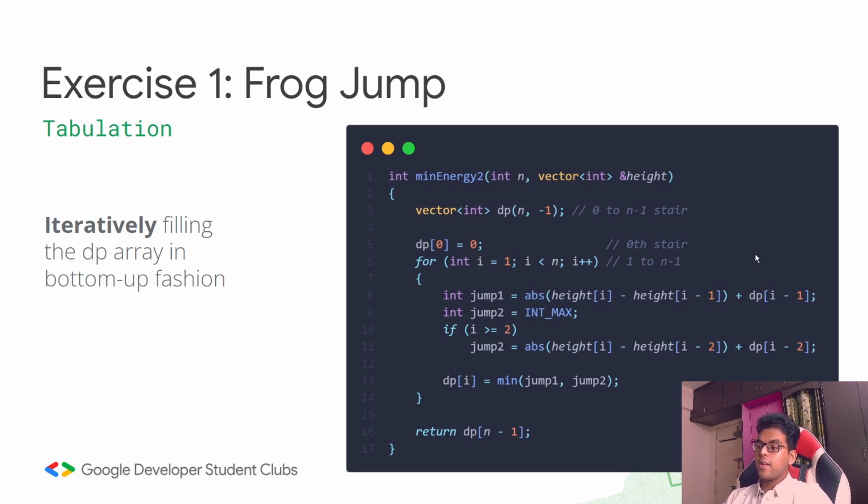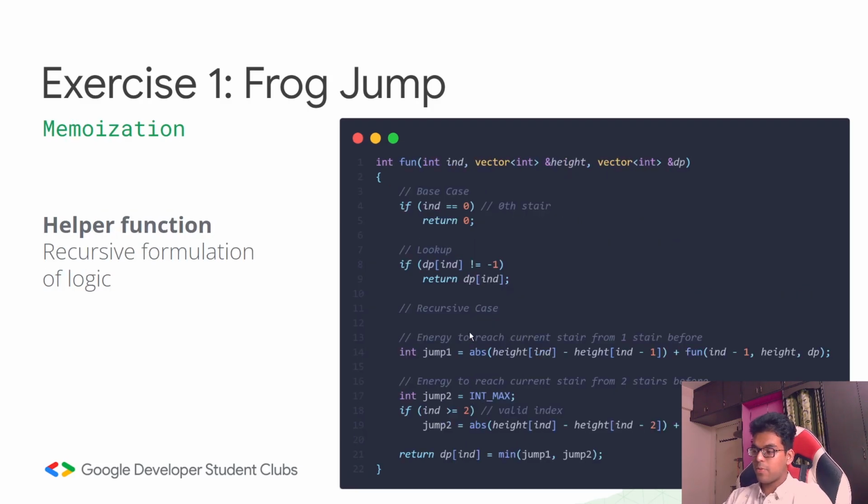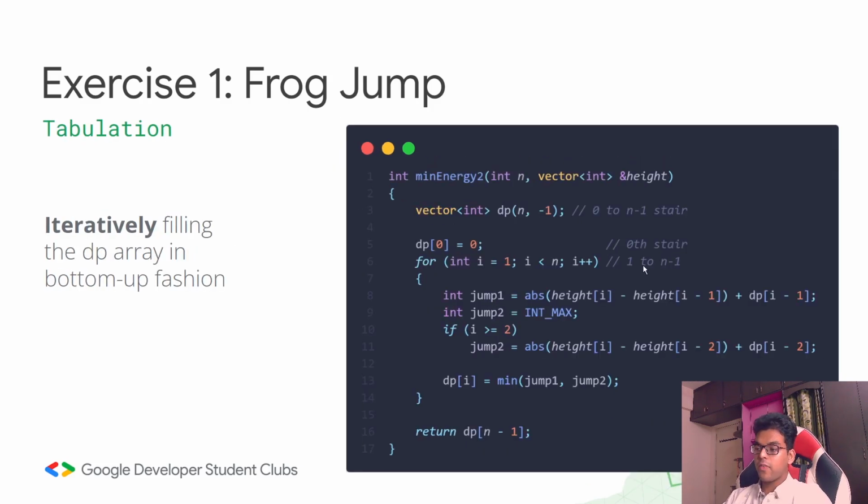Then we fill the DP array from the first index to the n-1th index, which is given by this for loop. The jump 1 and jump 2 calculations are exactly the same as in the memoization approach. Jump 1 is the energy required to reach from 1 stair before, jump 2 is the energy required to reach from 2 stairs before. We store the minimum of these jumps in the DP of I array, which is the minimum energy required to reach that ith stair. After this has been filled, the final answer will be located at the last index of the DP array, since we want to reach the last stair. So finally, the answer that we return is DP of n-1.